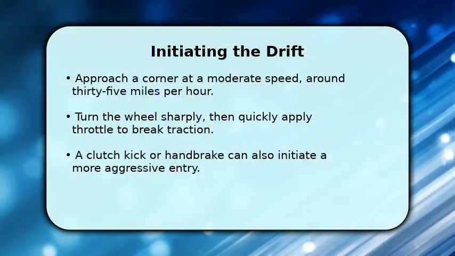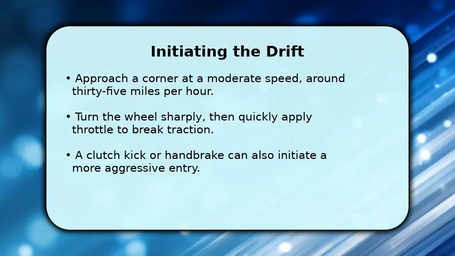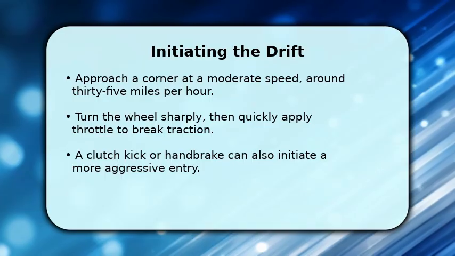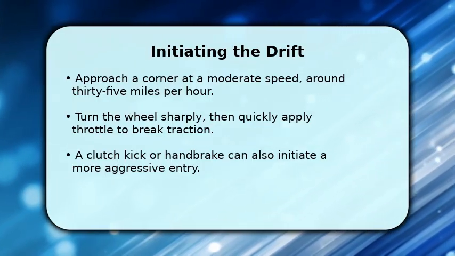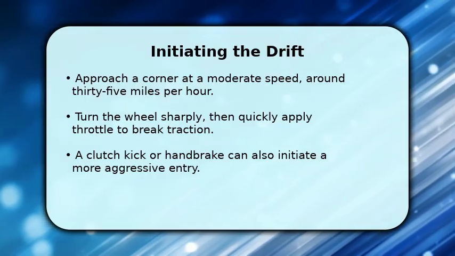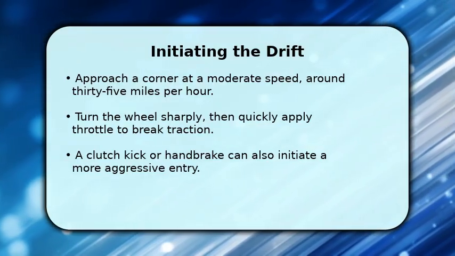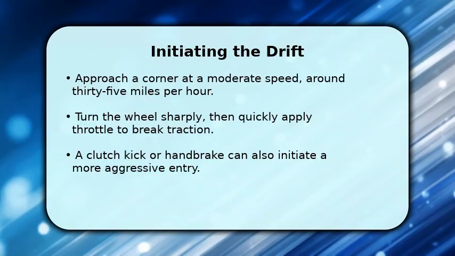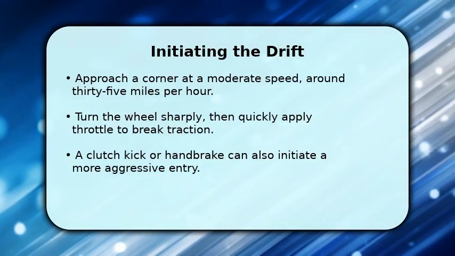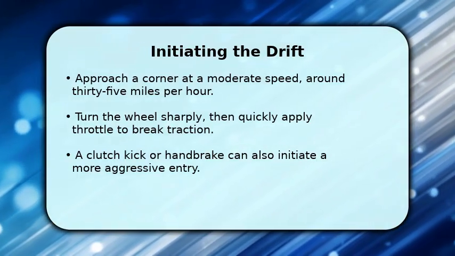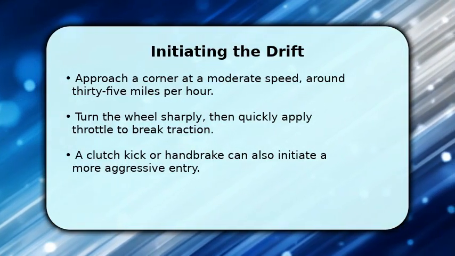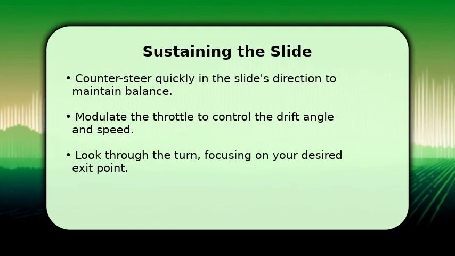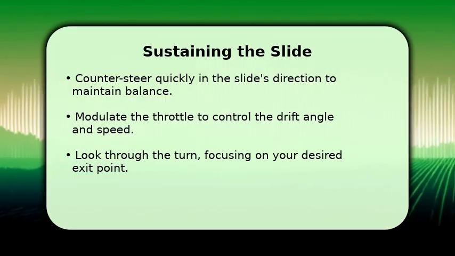To initiate a drift, approach a corner at a controlled speed, perhaps around 35 miles per hour. As you turn into the corner, give a quick, firm press on the accelerator pedal. This surge of power will overcome the rear tire's grip, causing them to break traction and the car to begin to slide. You can also use a clutch kick or a light tap of the handbrake for a more abrupt entry. Once the car begins to slide, you'll need to quickly countersteer.